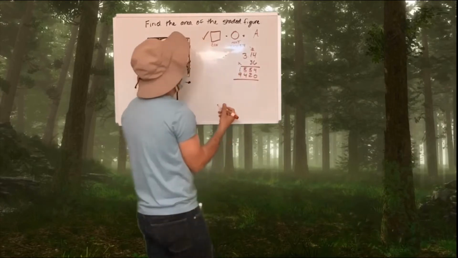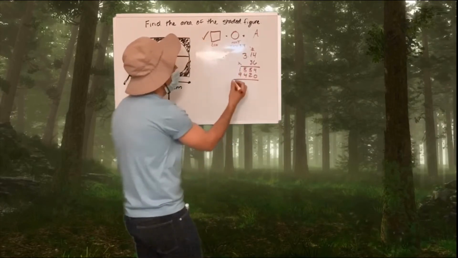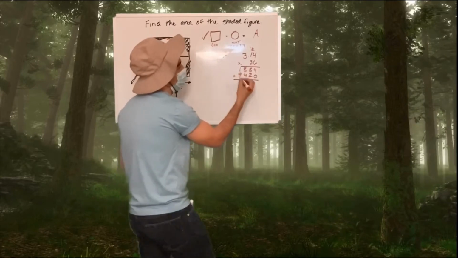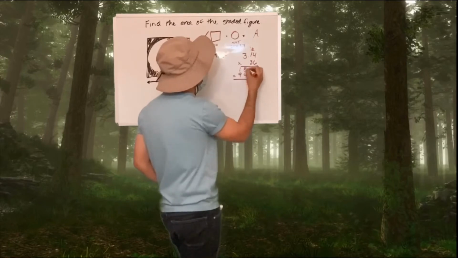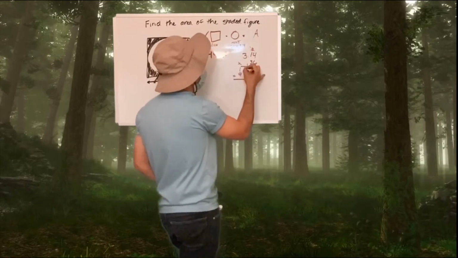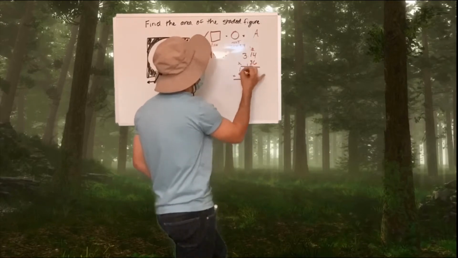So then I'm going to go ahead and I'm going to subtract. And, I'm going to add. Sorry, guys. I'm going to add. 4 plus 0 is 4. 8 plus 2 is 10, carry the 1. 8 plus 1 is 9, plus 4 is 13, carry the 1.